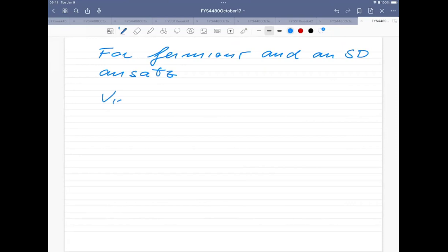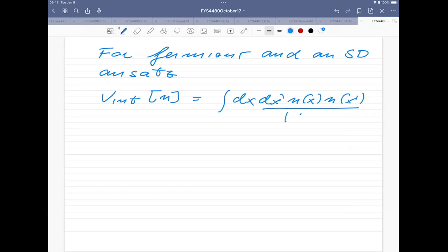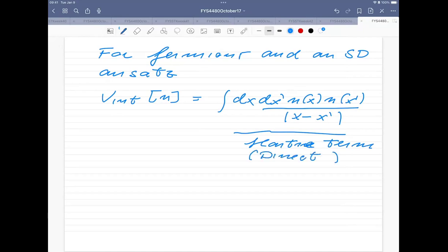This interaction piece, V_int, as a function of the density, is going to be given by the direct term, which is a Hartree term. And that term is simply going to be an integral over dx and dx prime. And it has a density n(x) and n(x prime) divided by the interaction, x minus x prime. So this is what we call the Hartree term, or just a direct term. And this is the equivalent, when we deal with a Slater determinant, of what we have set up as the sum over ij of V_ij.